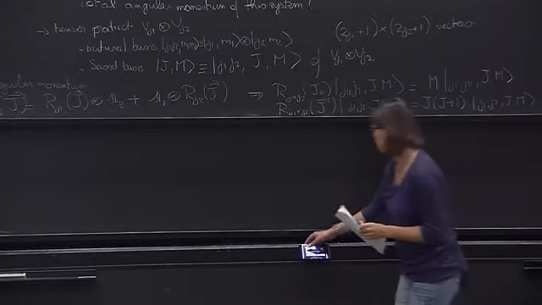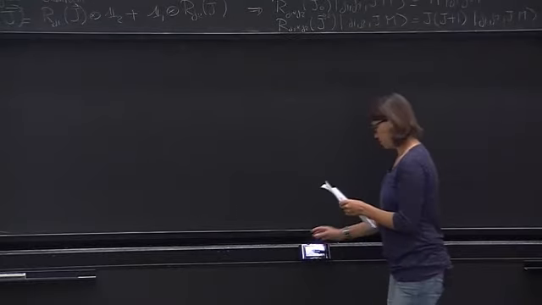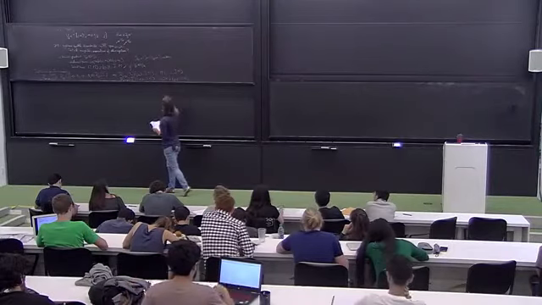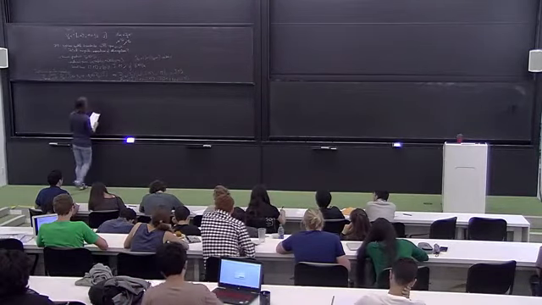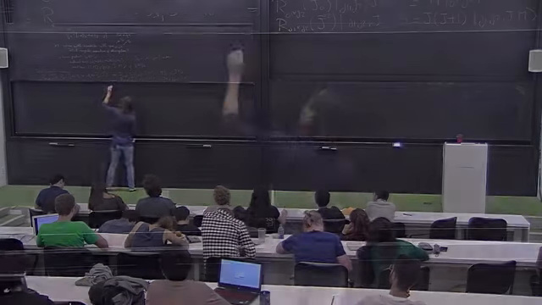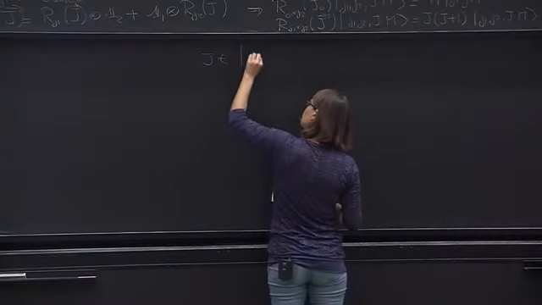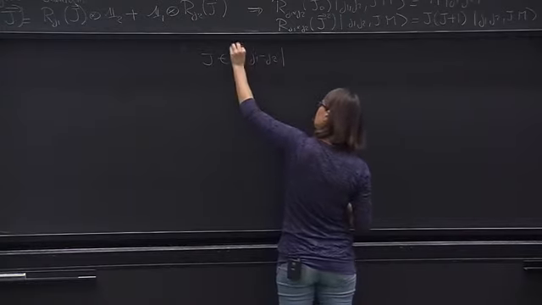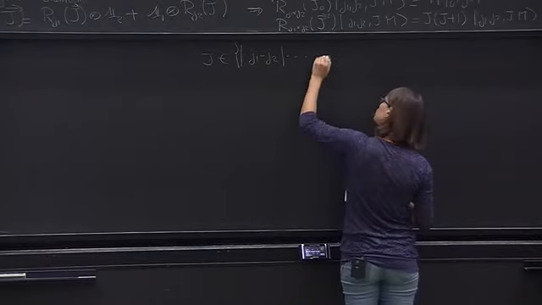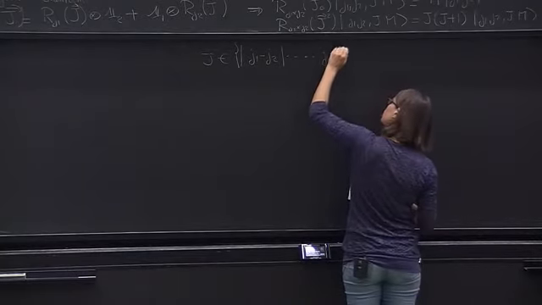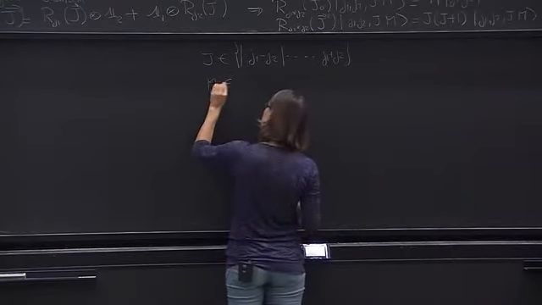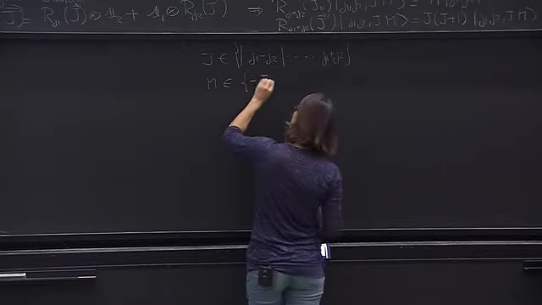And so here, what are the allowed values? You could show, I'm not going to do it here, that J can take values from the absolute value of the difference of the two J's to the sum, in this decomposition. And of course, the M can again take values from minus J to J.